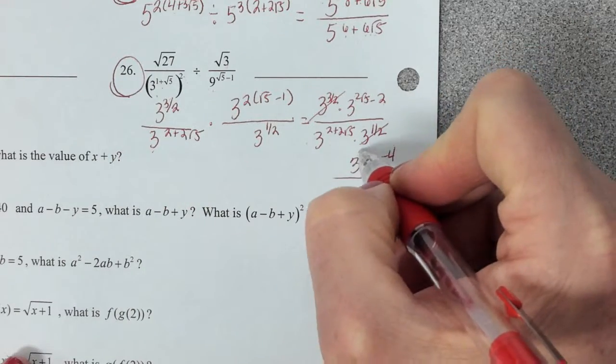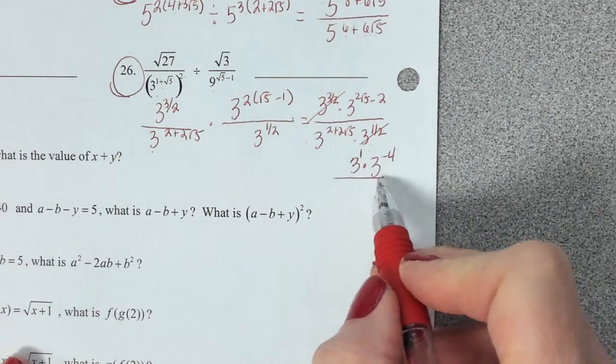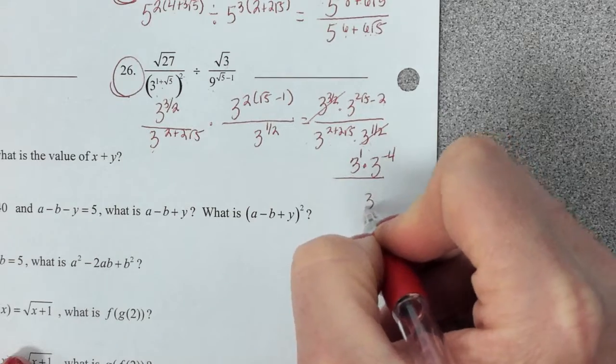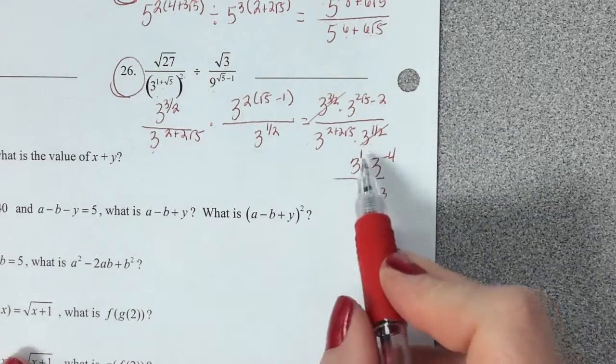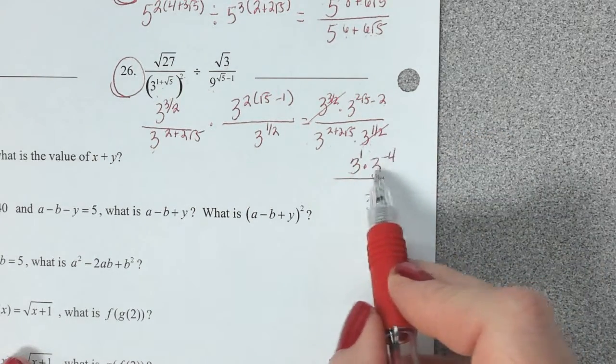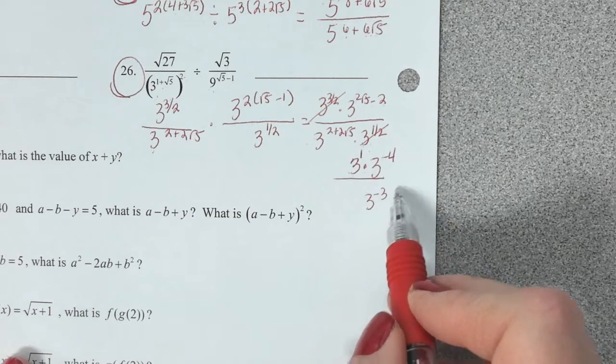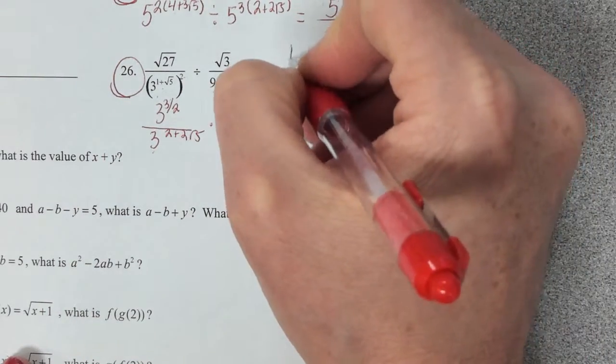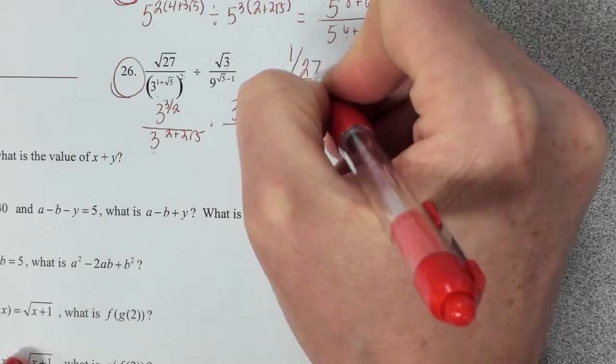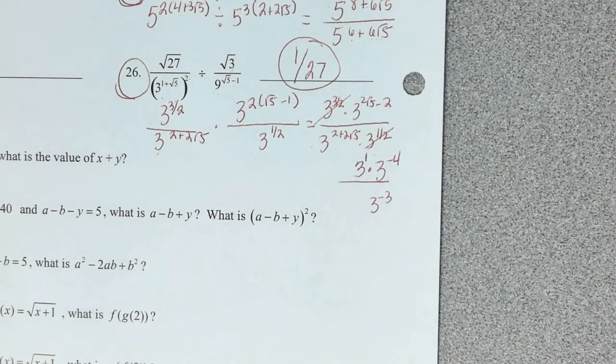Just to be consistent. So what's this going to be then? 3 to the negative 3. Because my bases are alike, we add the exponents when we're multiplying. And so then what's another name for 3 to the negative 3? 1 over 27. And that's going to be our final answer. Okay?